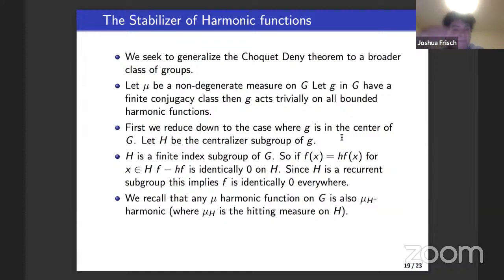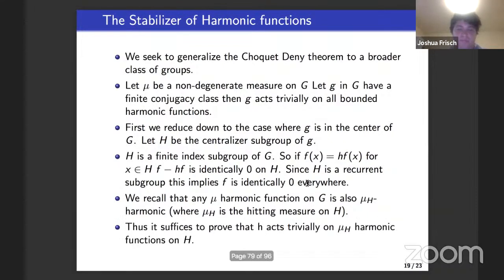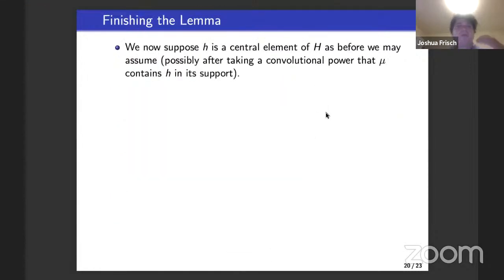We recall that any mu harmonic function is also mu_H harmonic, where mu_H is a hitting measure on H. This is, again, the thing we mentioned from the optional stopping theorem. So really, all we need to do is look at central elements. You can use this slick little bit of abstractness to reduce to the case where h is a central element. So now let's assume h is a central element of H.